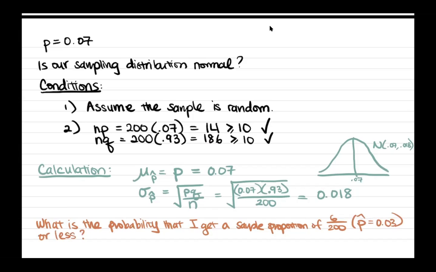We think the true p is 0.07. We got a sample of 0.03. So we want to see how unusual that is. Since that's unusually low, I'm going to try to find the probability that it's 0.03 or less. So go ahead and plot that in our graph here. I want to find that area.